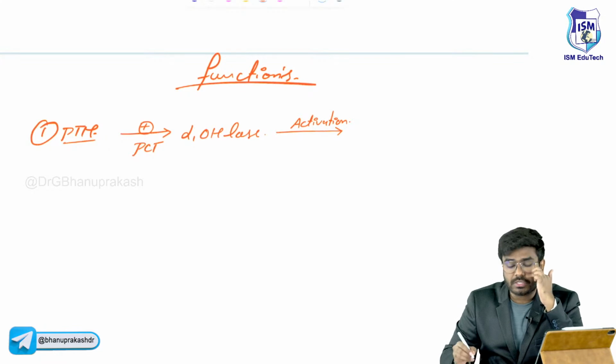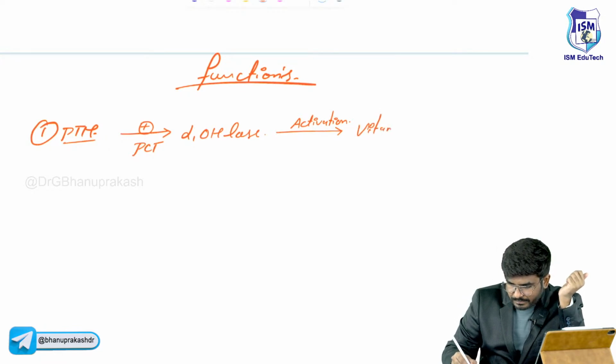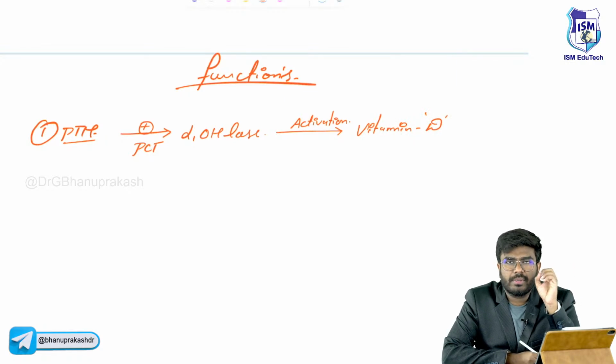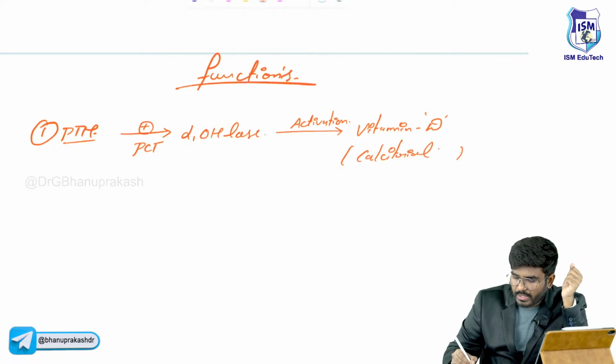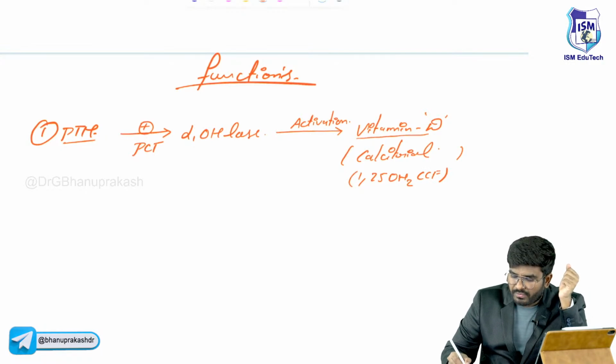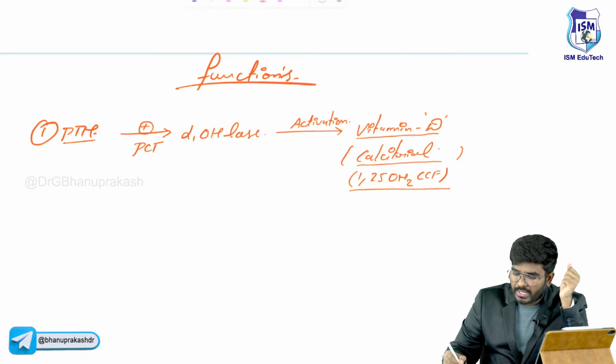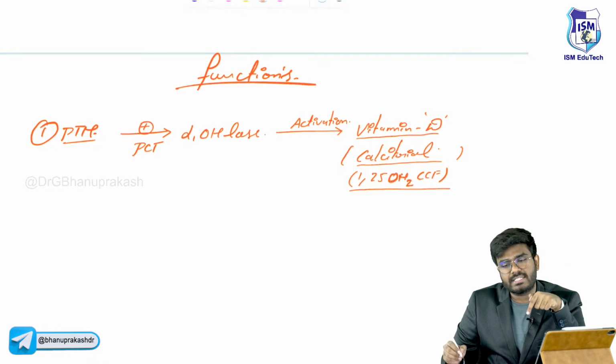What will it do? It helps in the activation of vitamin D. Okay, vitamin D is going to be activated. What is the active form of vitamin D? The active form of vitamin D is called calcitriol, or 1,25 dihydroxycholecalciferol. All are the same. Active form of vitamin D: calcitriol, 1,25 dihydroxycholecalciferol, with 2 hydroxylations. All are the same.